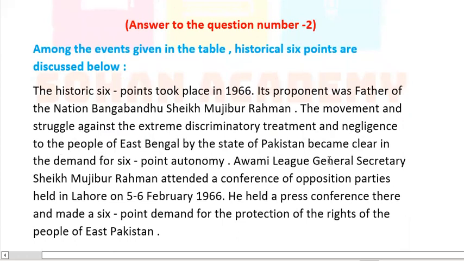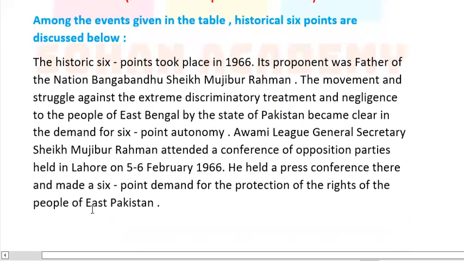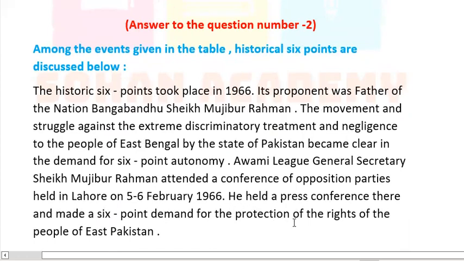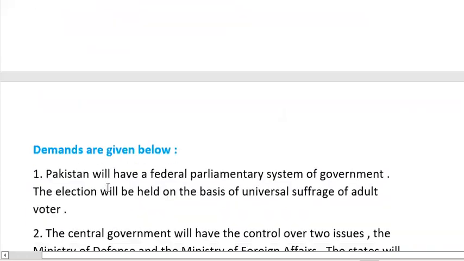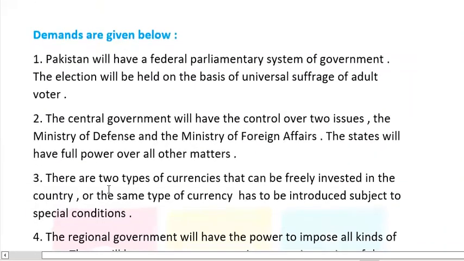autonomy. Awami League General Secretary Sheikh Mujibur Rahman attended a conference of opposition parties held in Lahore on 5 to 6 February 1966. He held a press conference there and made a 6 point demand for the protection of the rights of the people of East Pakistan. Demands are given below. 1. Pakistan will have a federal parliamentary system of government. The election will be held on the basis of universal adult suffrage.